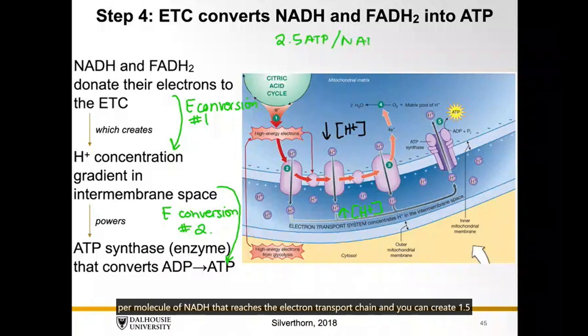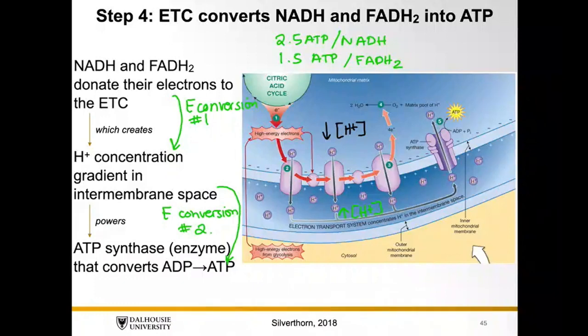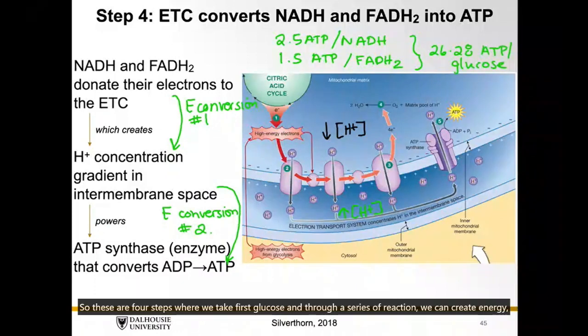per molecule of NADH that reaches the electron transport chain. And you can create 1.5 molecules of ATP per molecule of FADH2 that reaches the electron transport chain. So I'll spare you the calculation, but that's where you get 26 to 28 molecules of ATP per molecule of glucose. So these are our 4 steps where we take first glucose, and through a series of reactions, we can create energy. We can create ATP from breaking down that glucose through a series of catabolic reactions.